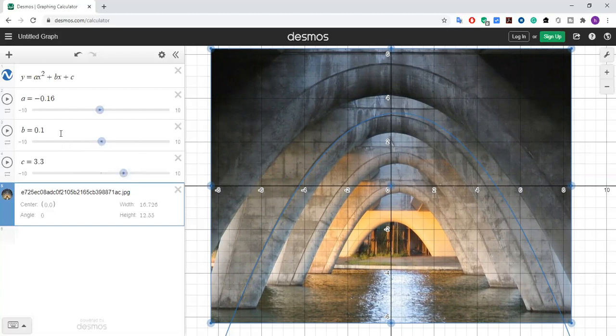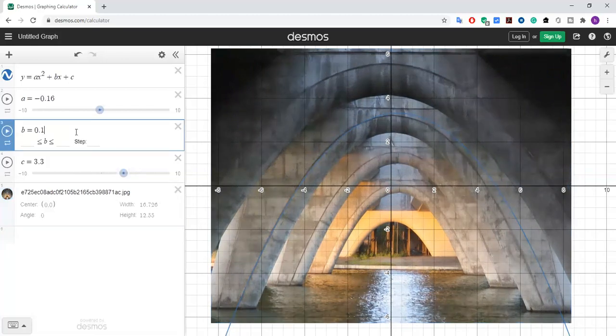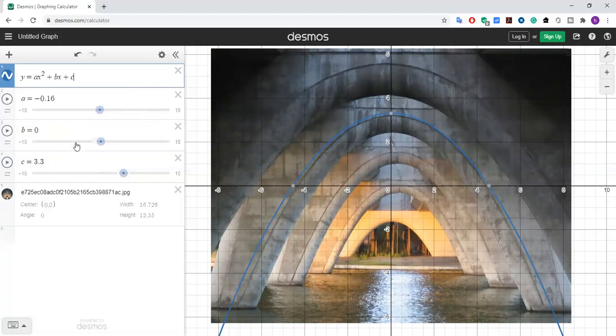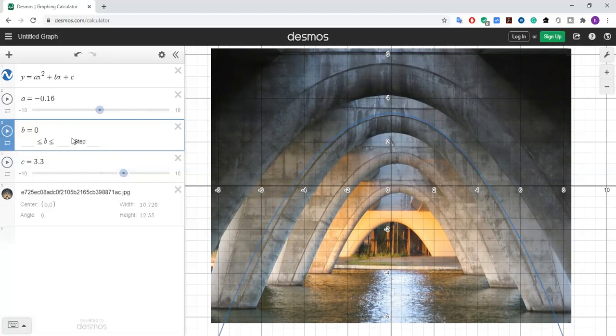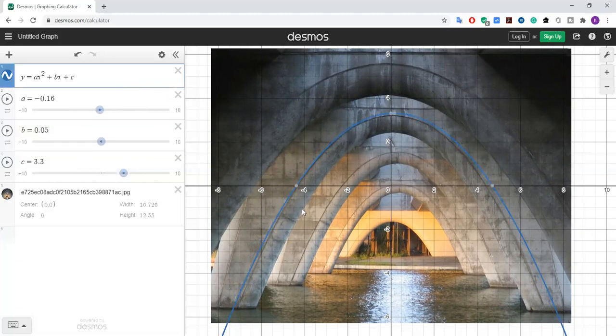B is zero, you are saying? Okay, if I make B as zero, let's see how this is working. Or 0.01 or 0.05 maybe. Okay, 0.05. Let's check how it is changing. Almost coming nearby. So there are maybe some C we can change.